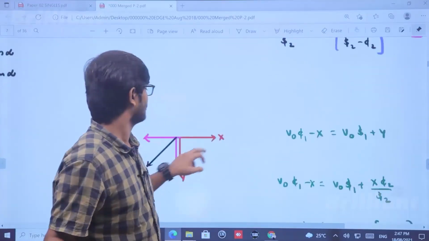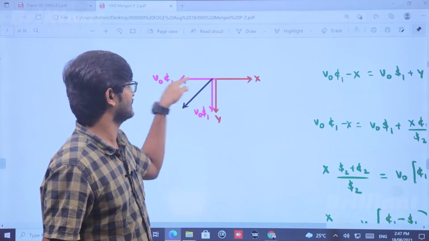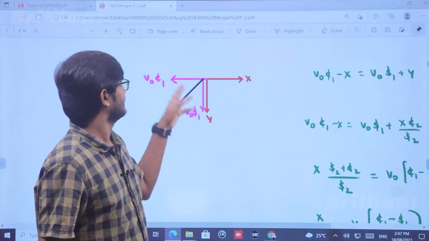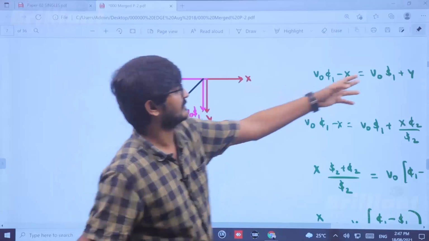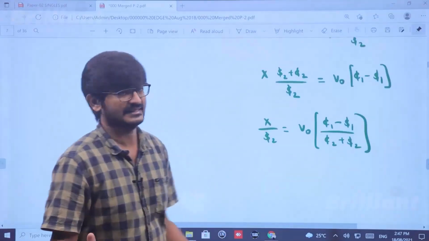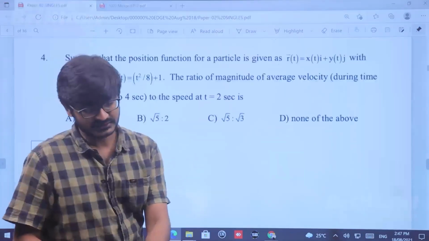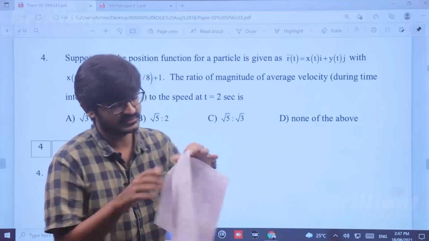That will be fine. Now in the other case, where it is making 45 degrees with this horizontal, then v0 cos theta minus X must be equal to the y component. When you solve it, you will get another equation, but there is nothing in the options, so I left it. Next question, you can pause and read the question.